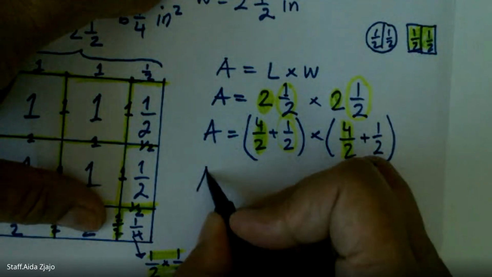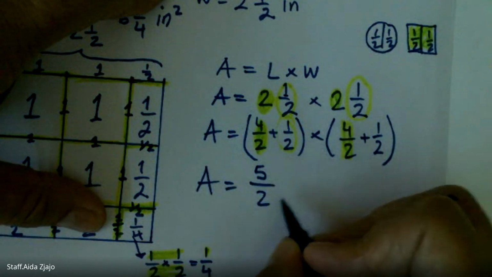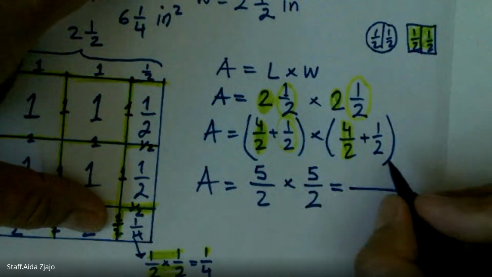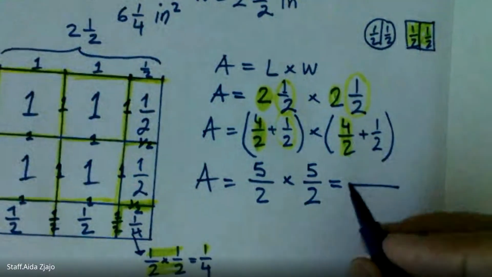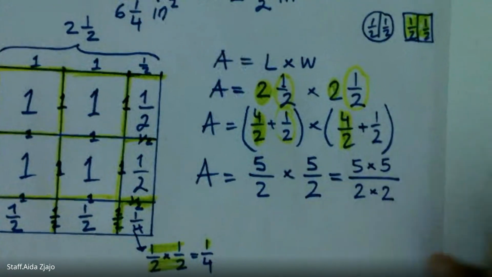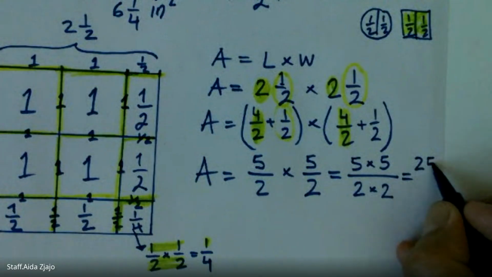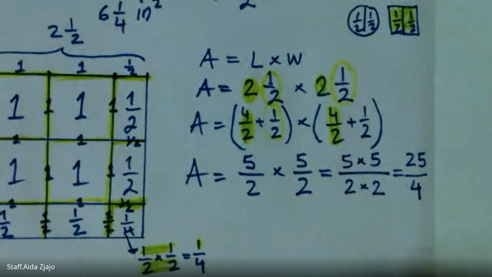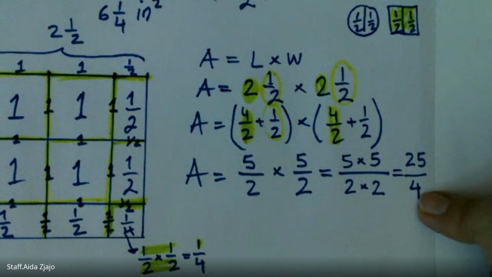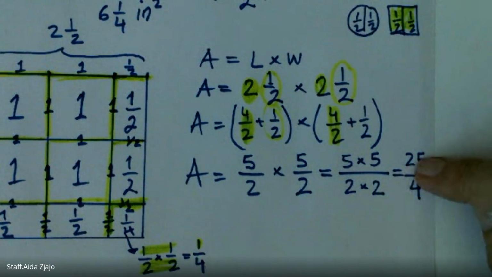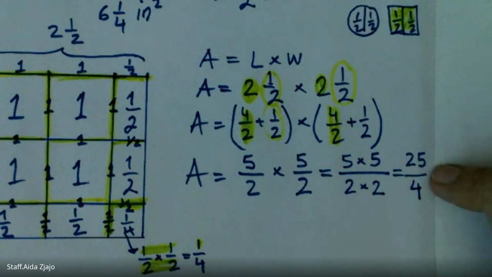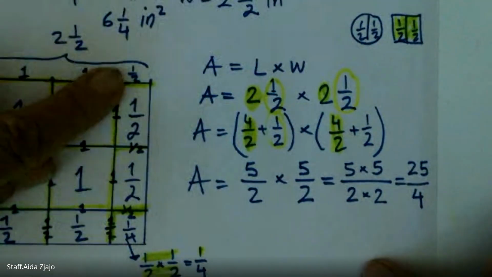So together, area equals 5 halves times 5 halves. And now you use the rule for multiplication. 5 times 5 and 2 times 2, which will make 25 fourths. Okay, now if you have 25 pieces of 1/4, that means that you can decompose this, like you can think about 24 fourths. That will give you 6 wholes, and then you will have 1/4 left, which is exactly the answer that we have.